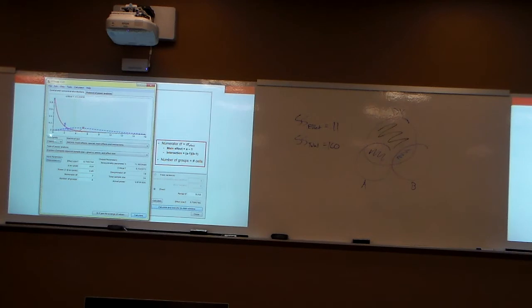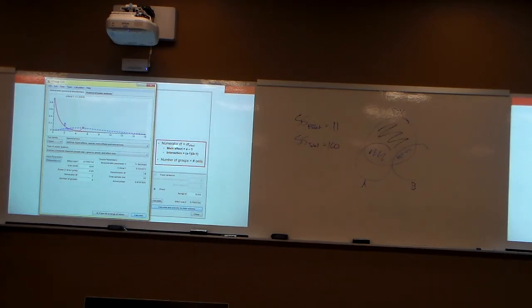G*Power. Look at F tests, ANOVA, fixed effects, special main effects and interactions, a priori. So you go through and determine. If you hit determine here, it'll calculate your F for you. You say, here's my partial eta squared. Drop that in, calculate it, and put it over there. Error probability, this is your alpha level, power.